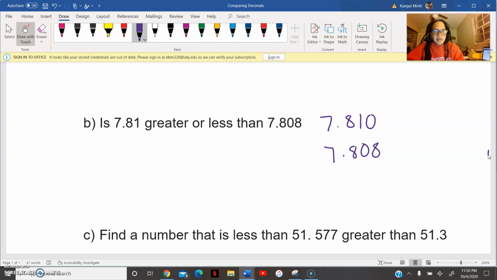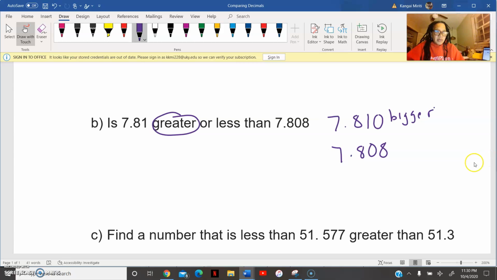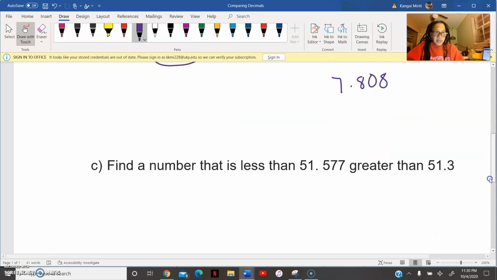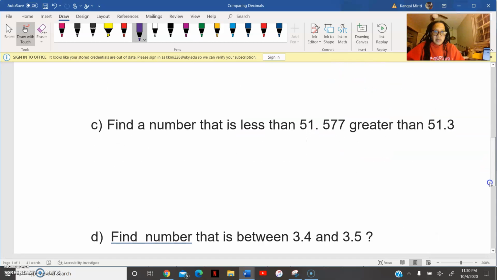And now when you think of 7.810 and 7.808, it's obvious that this one is bigger. So I guess 7.81 is greater than 7.808.